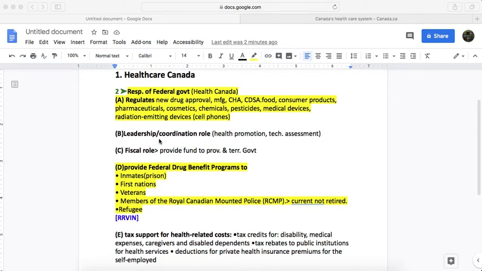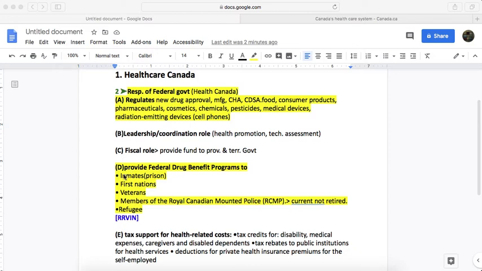Second is leadership and coordination role, meaning health promotion and technical assessments. Third is fiscal role. Fiscal means transfer of funds, meaning it provides funds to provincial and territorial governments.